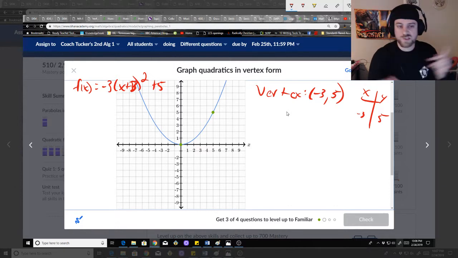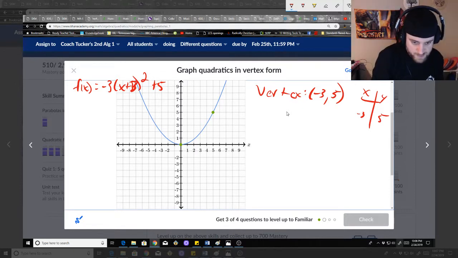So instead of just going to a random thing and picking something, why not pick one of the numbers close to the vertex, right beside it? So if the vertex here is negative 3, 5, right here. By the way, I know it's going to open downward because A is negative.